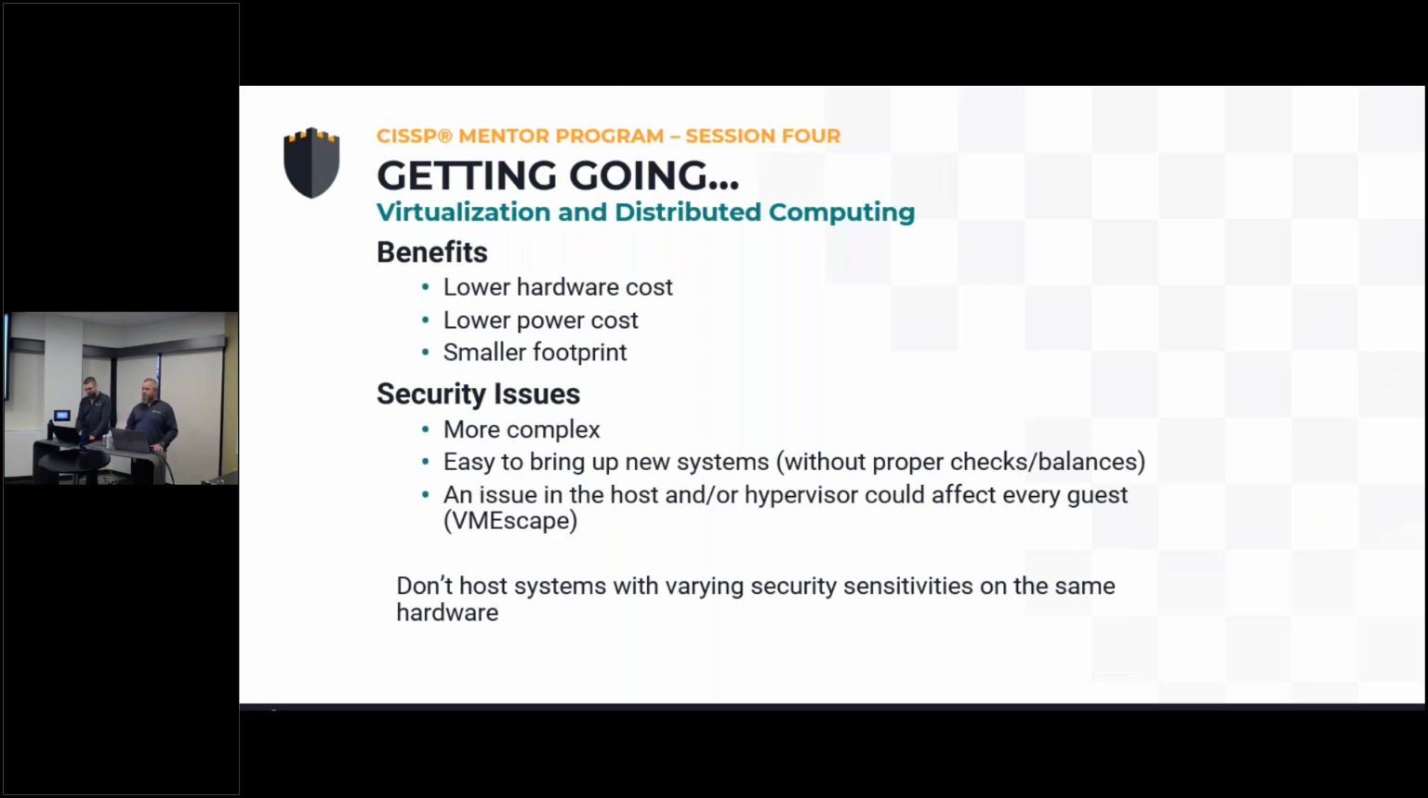That's back when I used to be a system admin. So it kind of shows you my age. Then I went to blade servers and then blade servers to virtualization. But lower hardware cost, lower power cost, smaller footprint for sure. Security issues, it is more complex. Anytime you add more stuff, it makes it more complex, which makes it theoretically harder to secure.